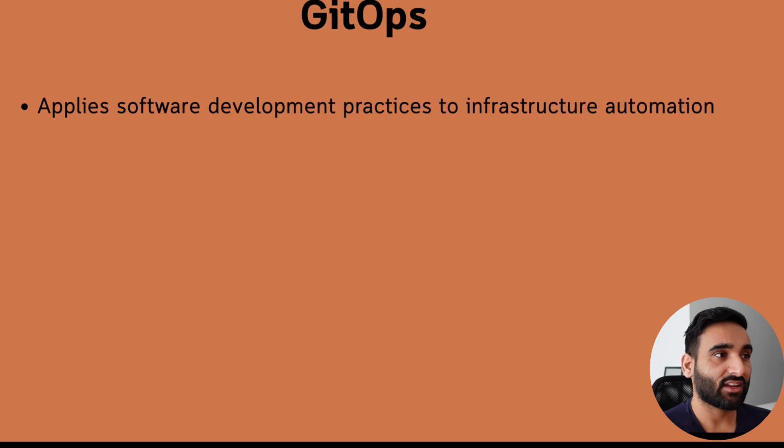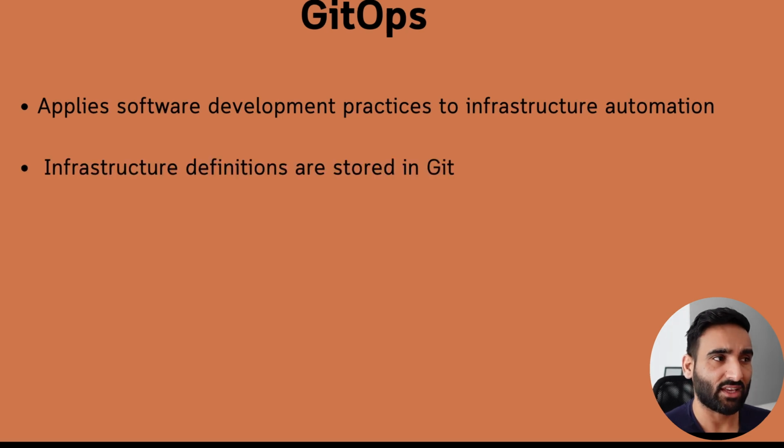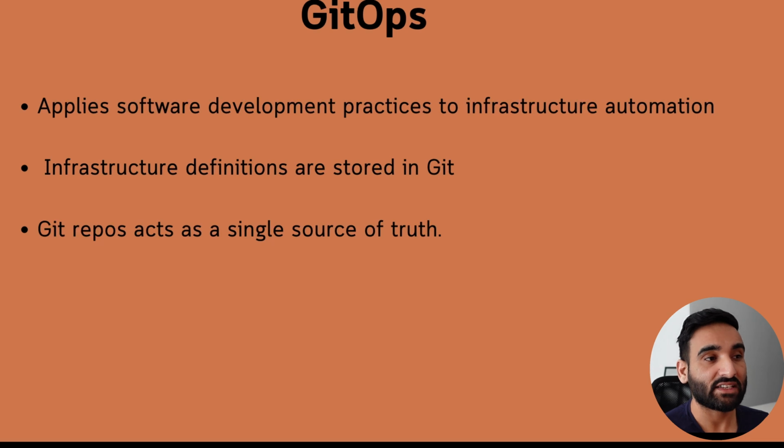So what is GitOps? GitOps is essentially applying software development practices to infrastructure automation. So what does it mean? You have your infrastructure definition stored in a GitHub repository so that you can revert or track the history whenever someone makes changes to your infrastructure. GitHub repositories act as a single source of truth. So if any changes are being made to your infrastructure, they should be reflected in your GitHub repositories or Bitbucket or wherever you're storing your repositories.